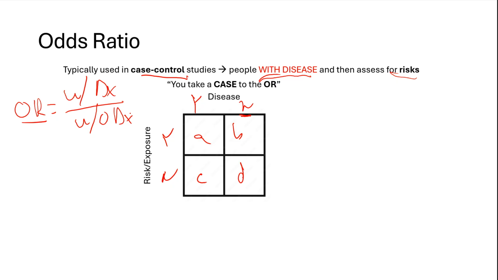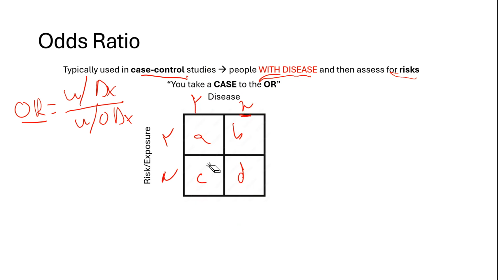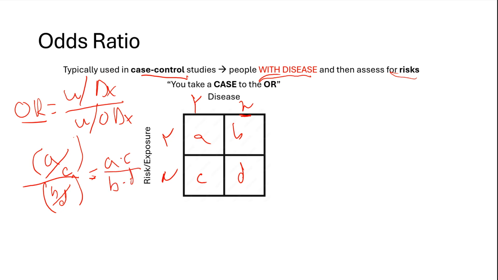But the big takeaway is that we're looking at people with the disease, so these boxes right here, compared to people without the disease, or these boxes right here. If you understand this general concept, you'll understand the formula. The formula for odds ratio is going to be A over C, or people with the disease, divided by B over D.